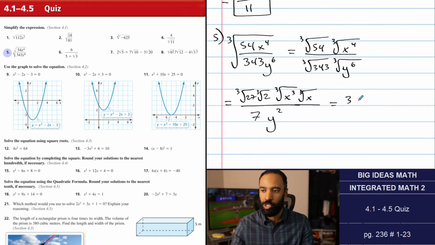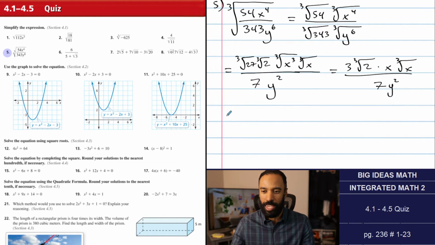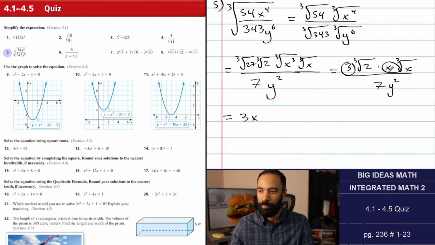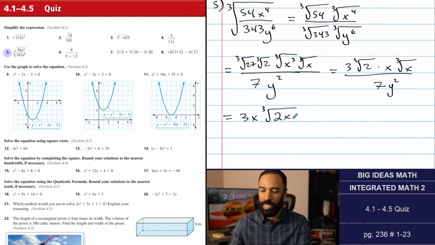Cube root of 27 is 3, and you also got that cube root of 2. Cube root of x cubed is x to the 1st power, and cube root of x to the 1st power is, yes, just that, over 7y squared. And now I'm going to merge things together as I can. 3x can come here on the outside. And then I have cube root of 2x on the inside. And on the bottom, I have 7y squared.